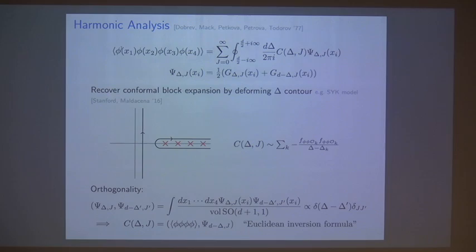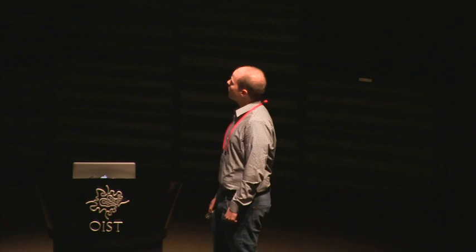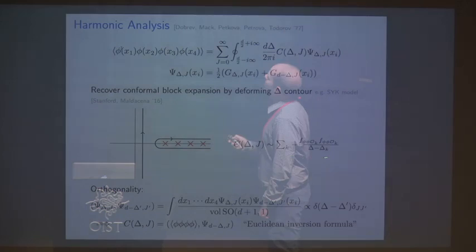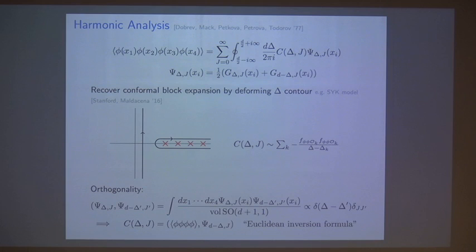So this is the setting that we're working in. And the key point is that there exists this function C of delta j that encodes together the dynamical information of the theory, the dimensions and OPE coefficients. And we want to be able to study it and learn things about it.